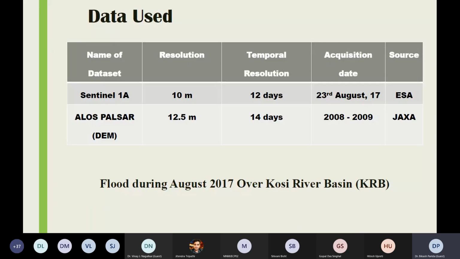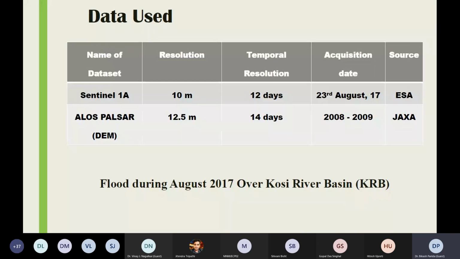The data used is Sentinel-1 here. That is 12-day data; you will get it every 12 days. The temporal period is not great, because if you want to monitor within a day how the flood water is progressing, this data is not useful, since you will get the next dataset only after 12 days. So monitoring flood within 24 hours is very difficult using this kind of data.